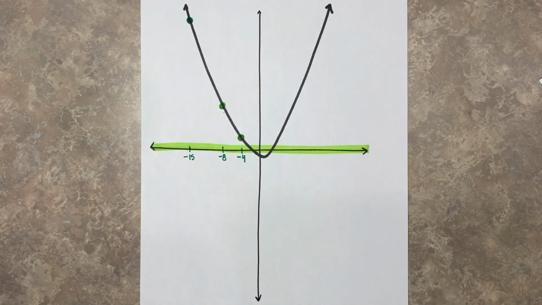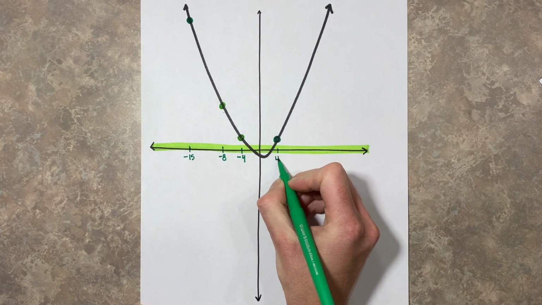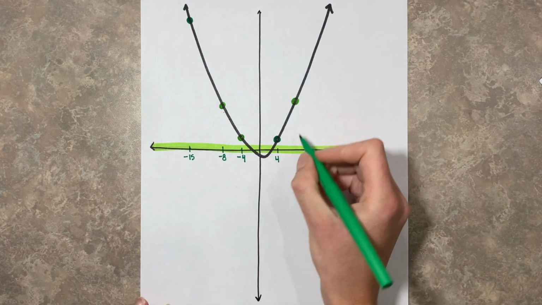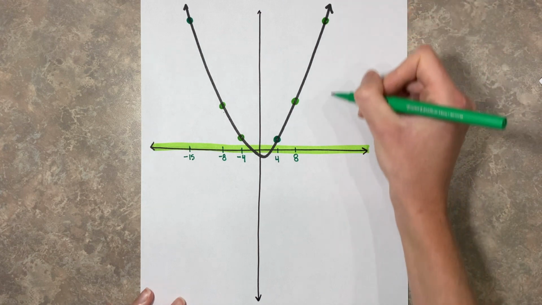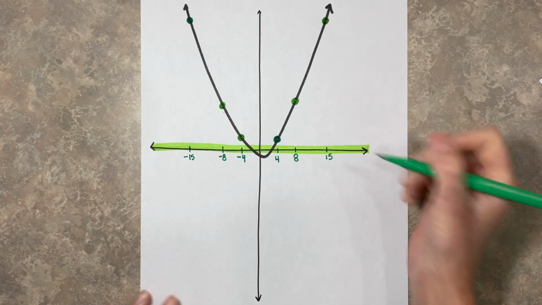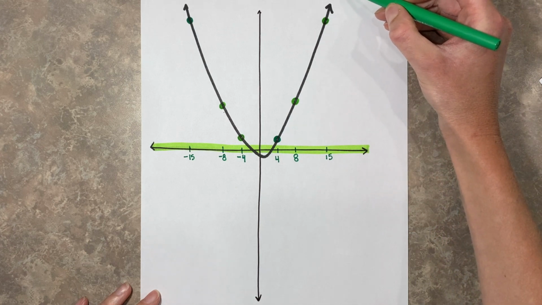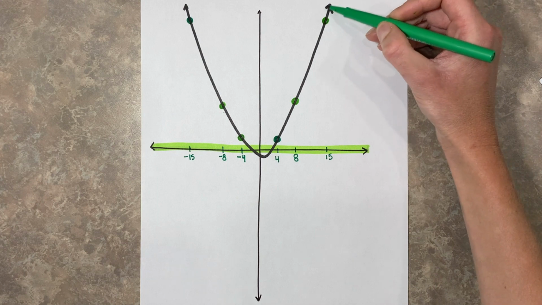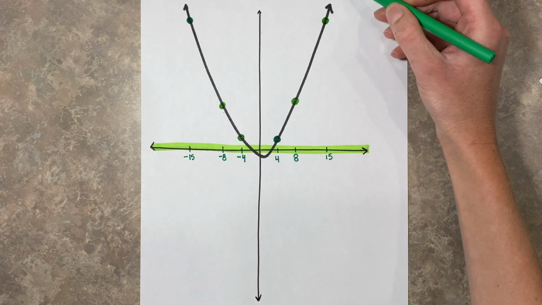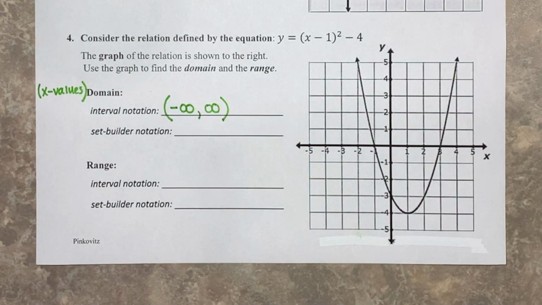Let's examine a few more points to find the highest x value on our graph. The x value of this point might be around +4. The x value of this point might be around 8. And the x value of this point might be around 15. Notice as our graph extends indefinitely to the right, the x values keep getting larger and larger. This arrow indicates that our graph continues indefinitely to the right, so our highest x value will be +infinity.